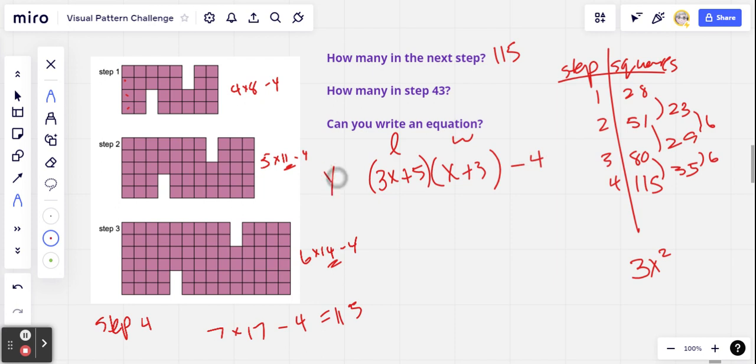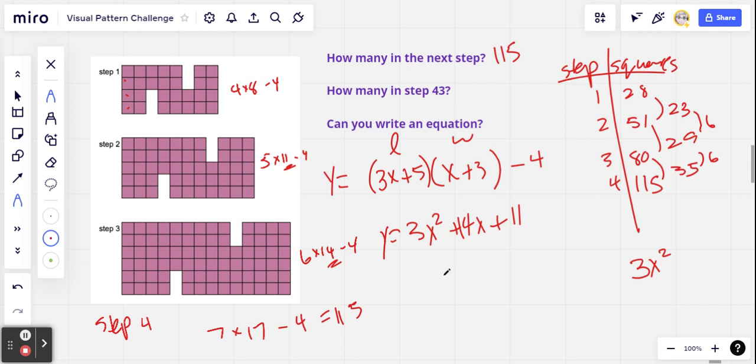Now this equation is perfectly adequate the way it is. You could leave it like this. I'm going to FOIL it out and see what we get. So 3x times x is 3x squared. There's that leading coefficient we expected. And then 5 times x is 5x and 9x. So that's 14x. And then we've got 15 minus 4 is plus 11. Okay, so this should be our equation.